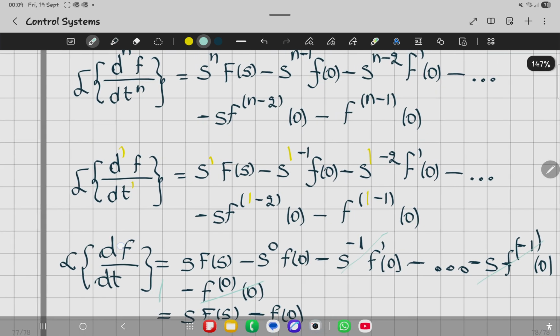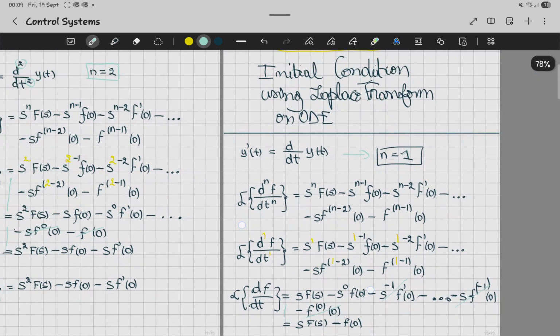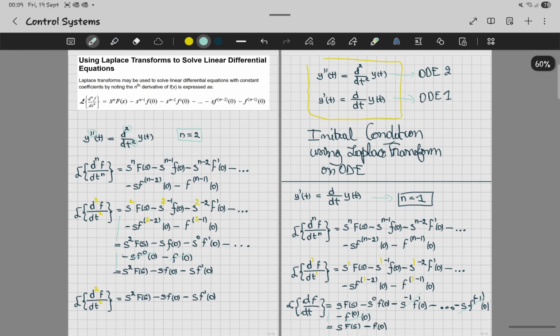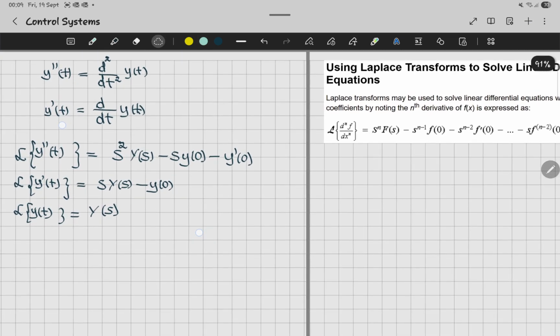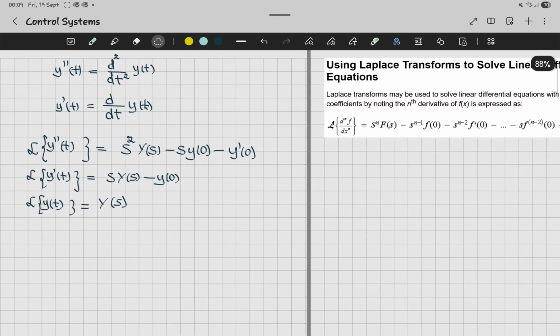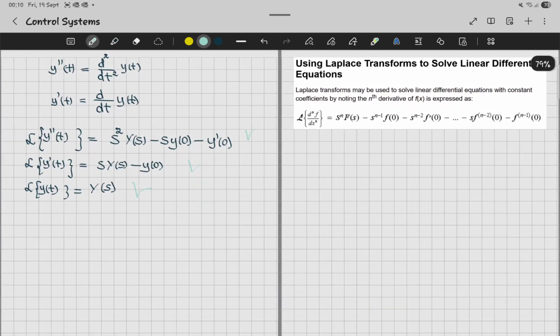Let me put a summary of what we just got for these steps. These are the formulas and these are what we got. In summary, this is what we got on those two equations, and then this is for y(t). We're going to be using these formulas to convert the differential equation into the s domain using the Laplace transform. So we'll be using this formula right here.